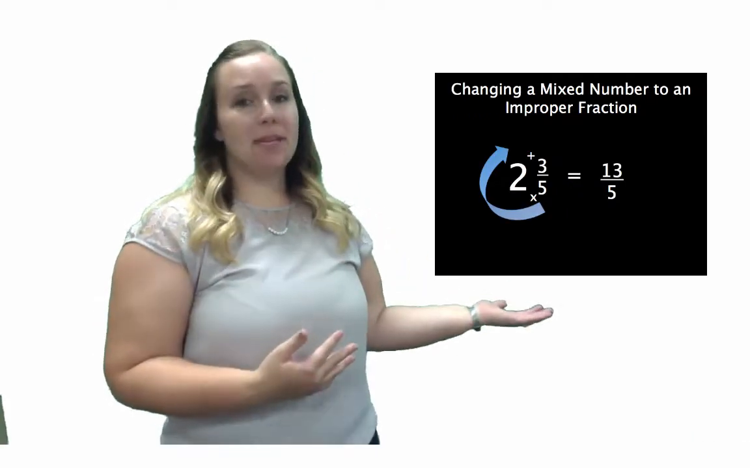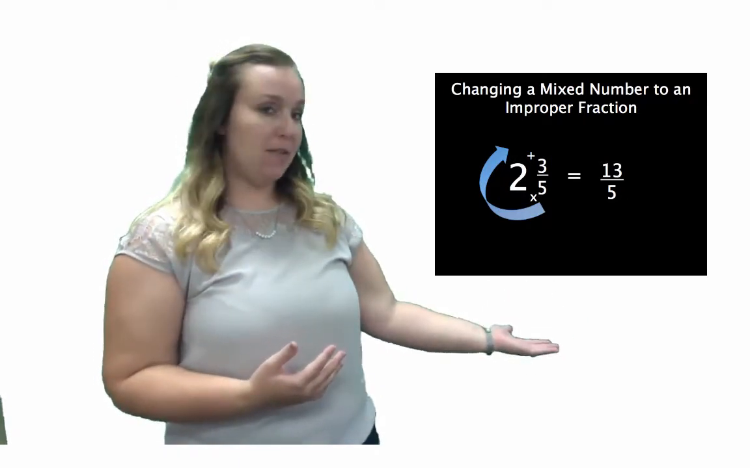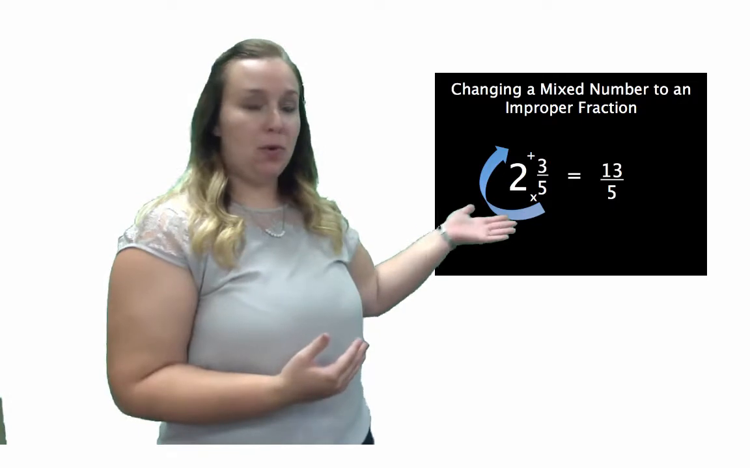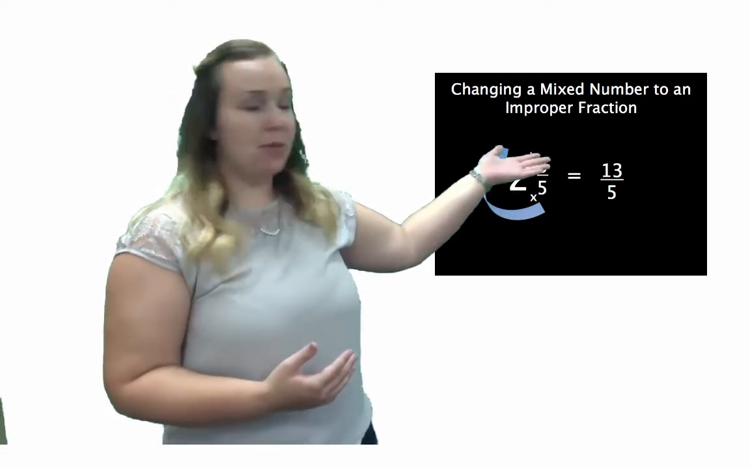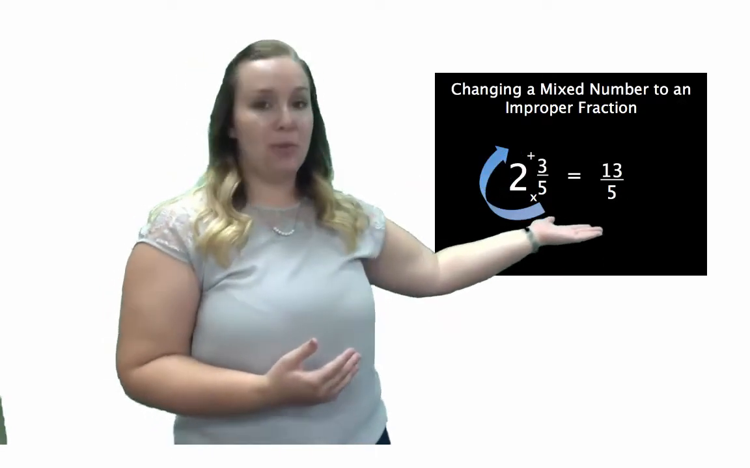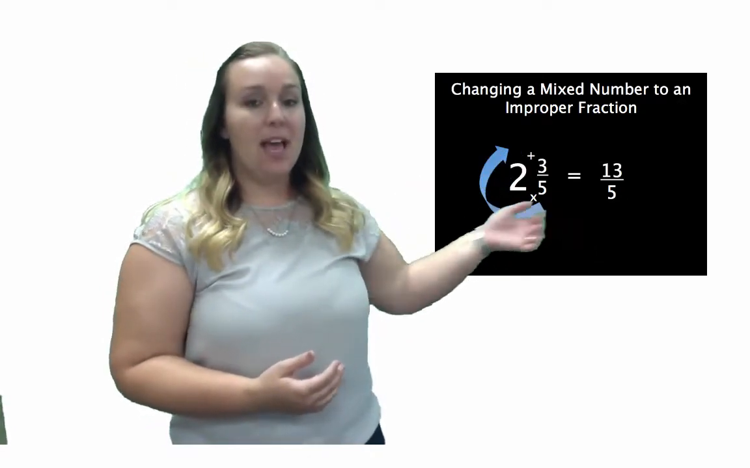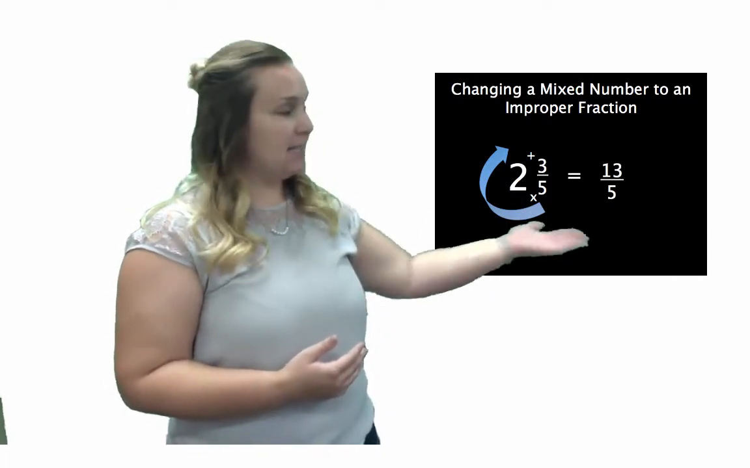So when we're changing a mixed number to an improper fraction, we're going to multiply the denominator of the mixed number, 5, times the whole number, 2, which is going to give us 10. 10 is going to be added to the numerator of the mixed number to create 13, which is now our numerator for our improper fraction. And we're going to keep the denominator from our mixed number, and it's going to be the same denominator for our improper fraction.